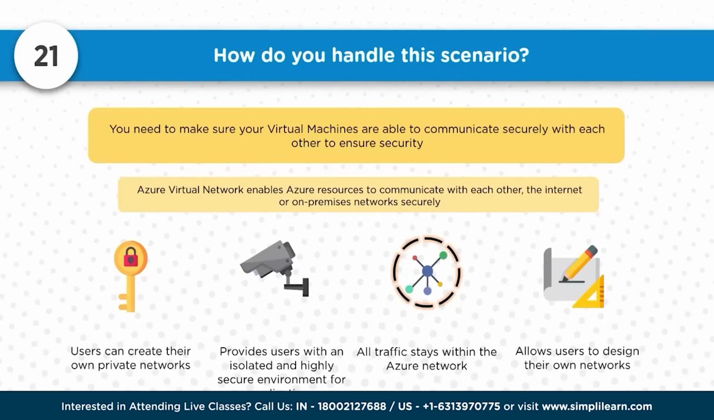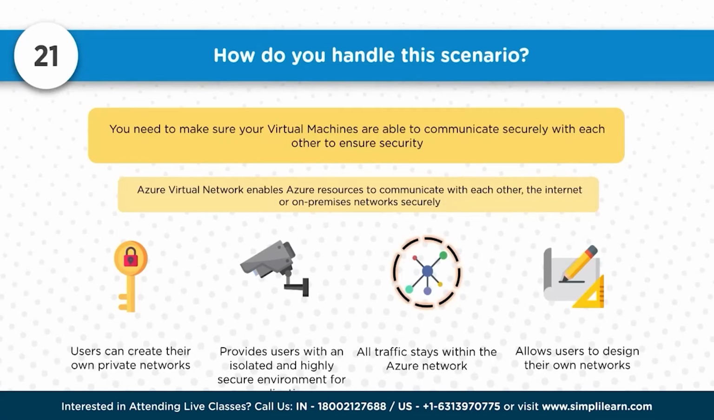You're asked to make sure your virtual machines are able to communicate securely with each other, to have a good amount of security. What would you do? The correct and the best answer for this would be using virtual network in Azure, which enables us to communicate with the internet securely, which enables us to communicate with the on-premises data center in a secure fashion.